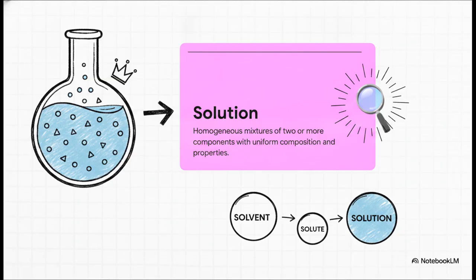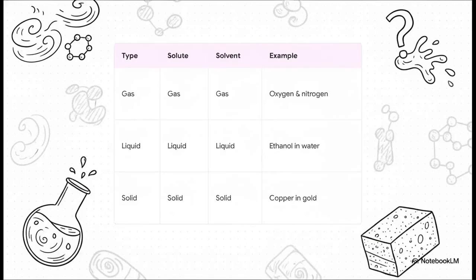Typically, the component that you have the most of is the solvent. You can think of the solvent as the boss. It's the one that determines the actual physical state of the solution. And then anything else dissolved within it, well, those are your solutes. Now, normally when we hear the word solution, most of us immediately picture a powder dissolving in a liquid. But solutions can actually exist in all 3 physical states.